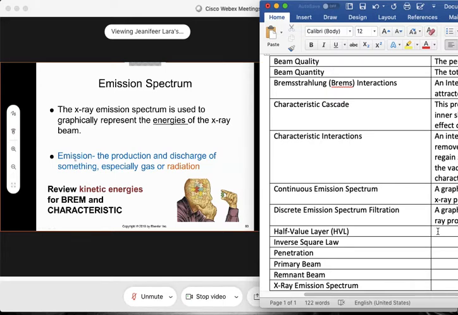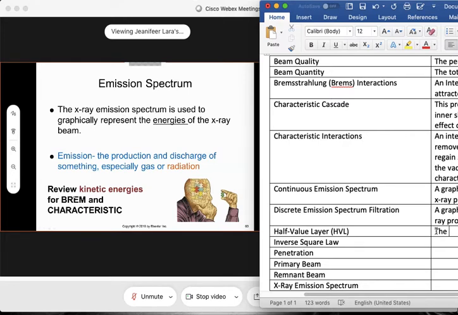So this definition is emissions, just in case we're trying to understand why this is the emission spectrum. Emission is the production and discharge of something. So what are we discharging out of the X-ray tube? What is being discharged out of the X-ray tube? Photons. Or X-rays, whatever you want to call them. Photons and X-rays mean the same thing. So this is basically determining what graph is going to represent what we're discharging.